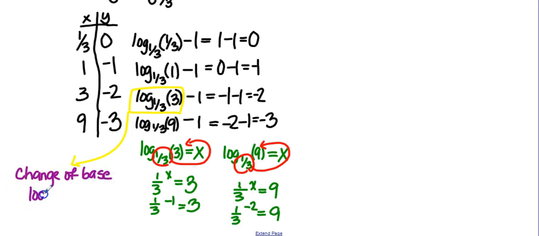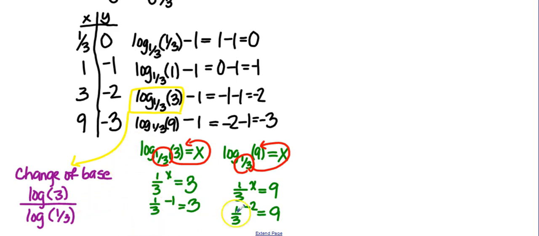So in your calculator, go ahead and do log of 3 divided by log of 1/3. Make sure you use parentheses. And you should get a -1. And then you can use change of base here. It will be log of 9 divided by log of 1/3. So pause for a second.